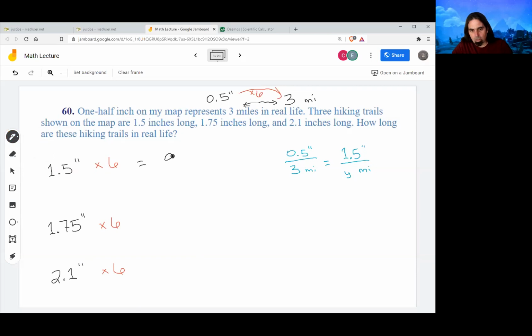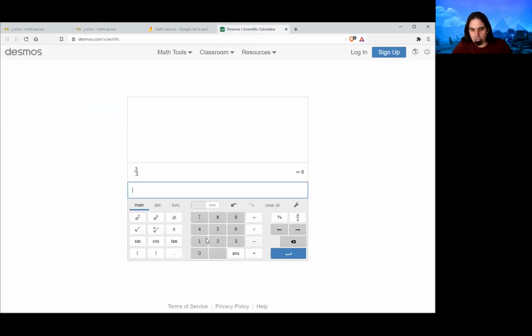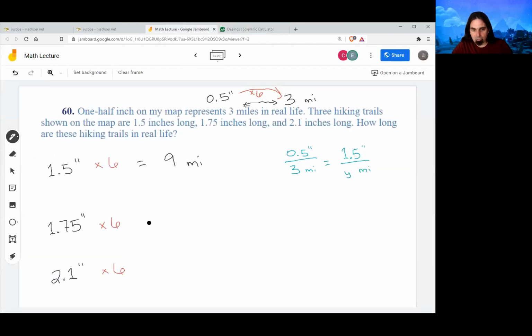So this one will become 9 miles, 1.75 times 6, 10.5 miles, and 2.1, 2 6s is 12, so that's going to be 12.6 miles.